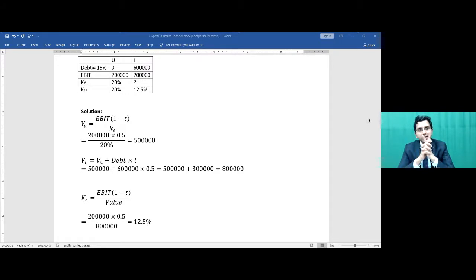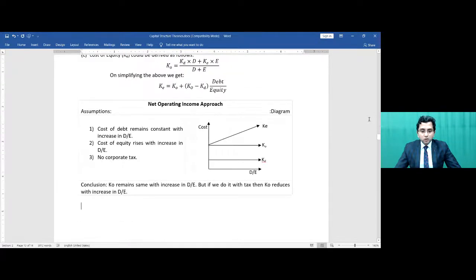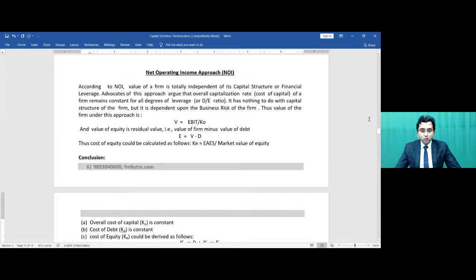So now you know NI with tax, without tax. Now you know M&M with tax, without tax. And now you know NOI with tax also. The only thing left now is NOI without income tax. So I'll quickly give you one example because now the time is getting over.